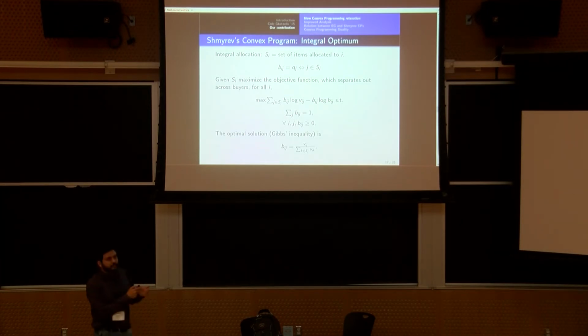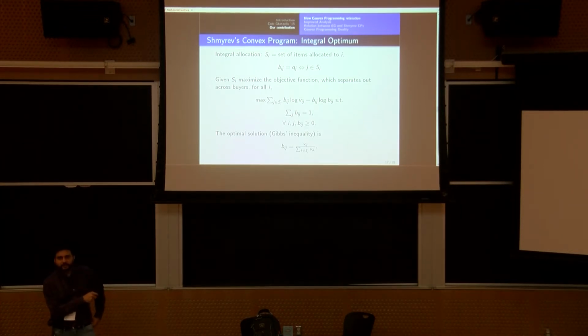What this does is it separates out this optimization into a separate program for each agent, and this looks like KL divergence between two distributions, if you know what that is. What we know from that is that the KL divergence between two distributions is minimized, and here it's maximizing, so it's negative, when they coincide. So the outcome of this is basically that the Bij should be proportional to Vij.